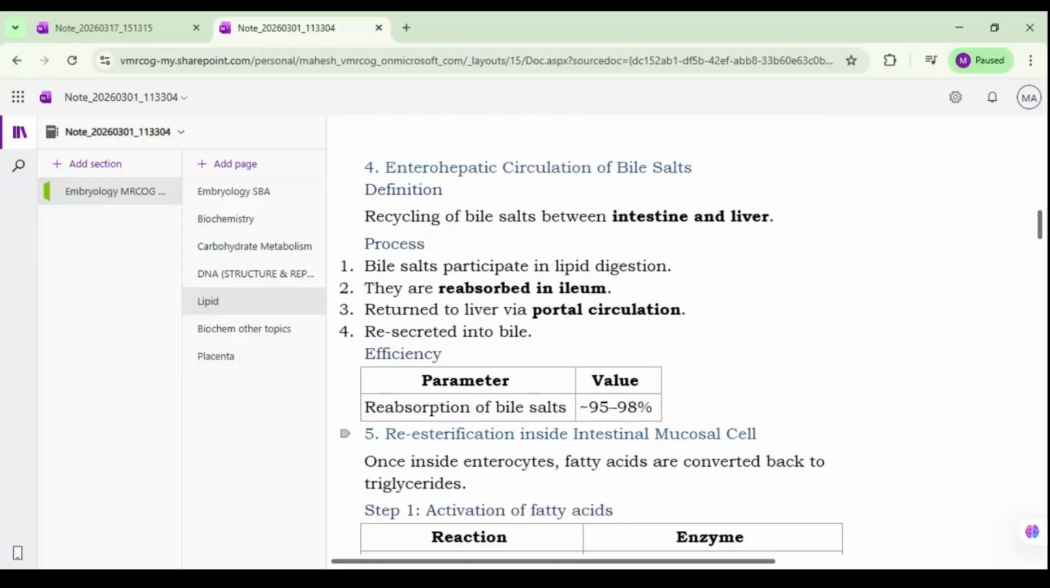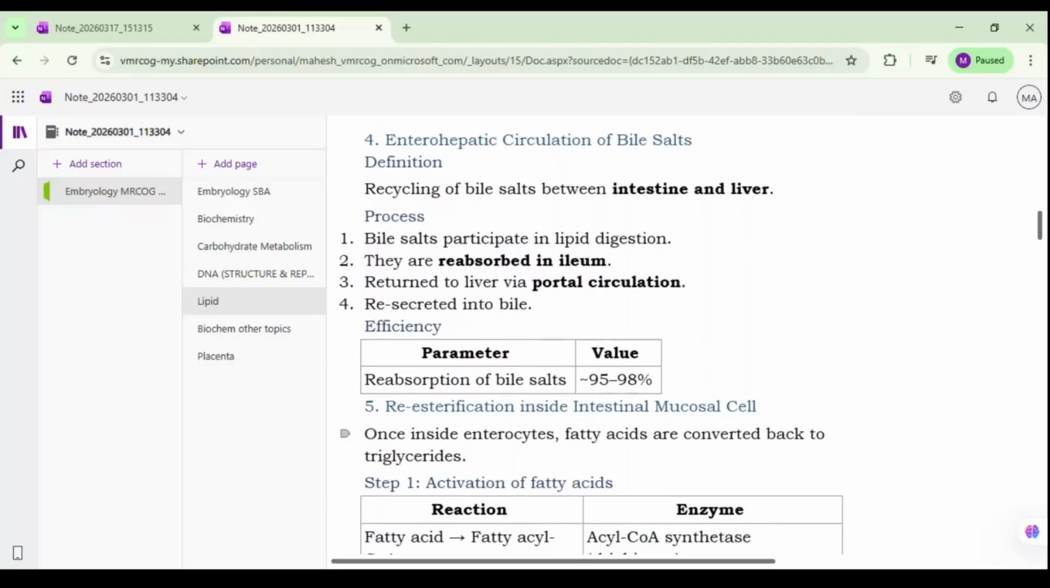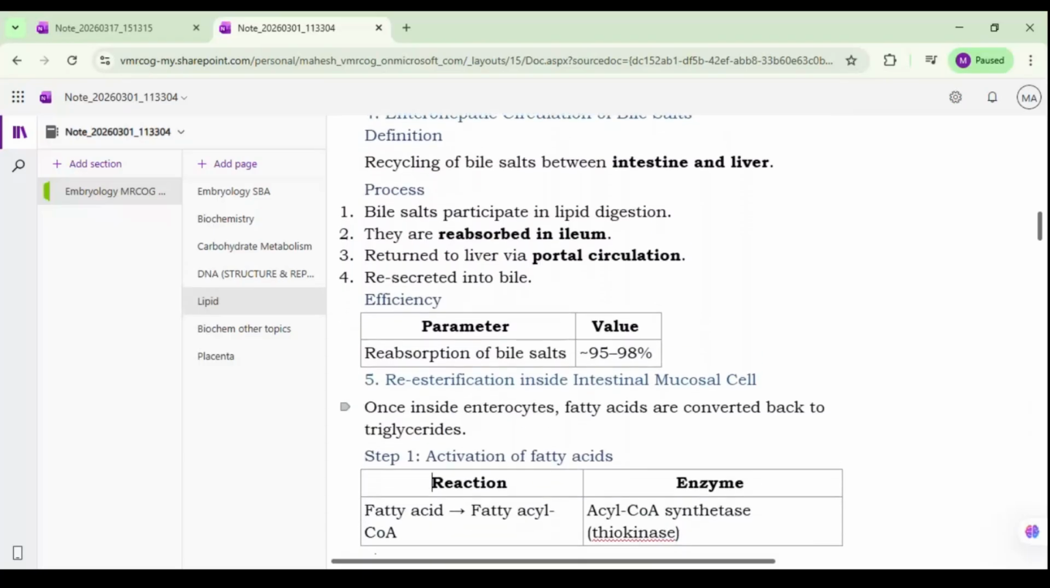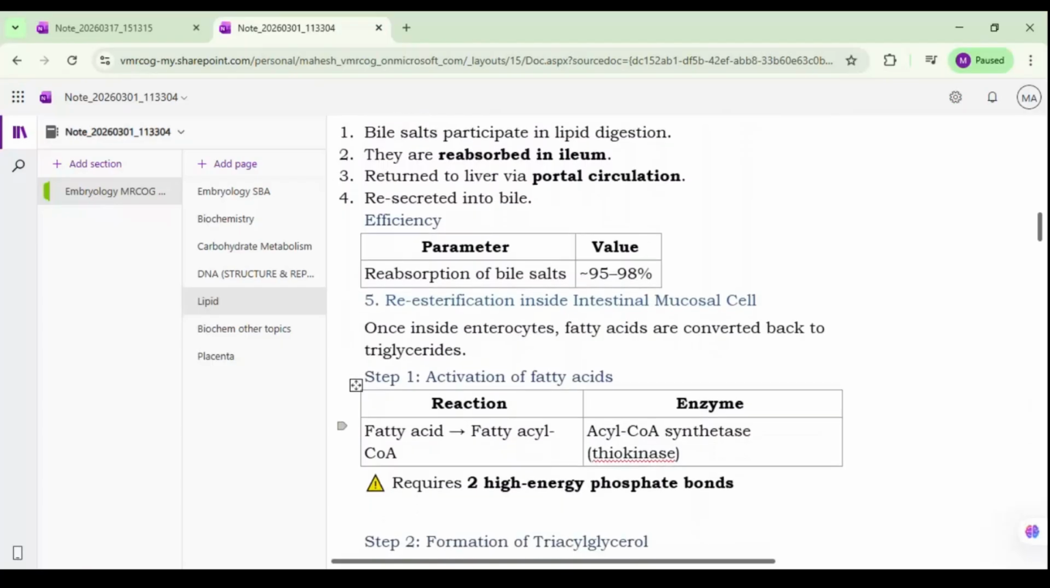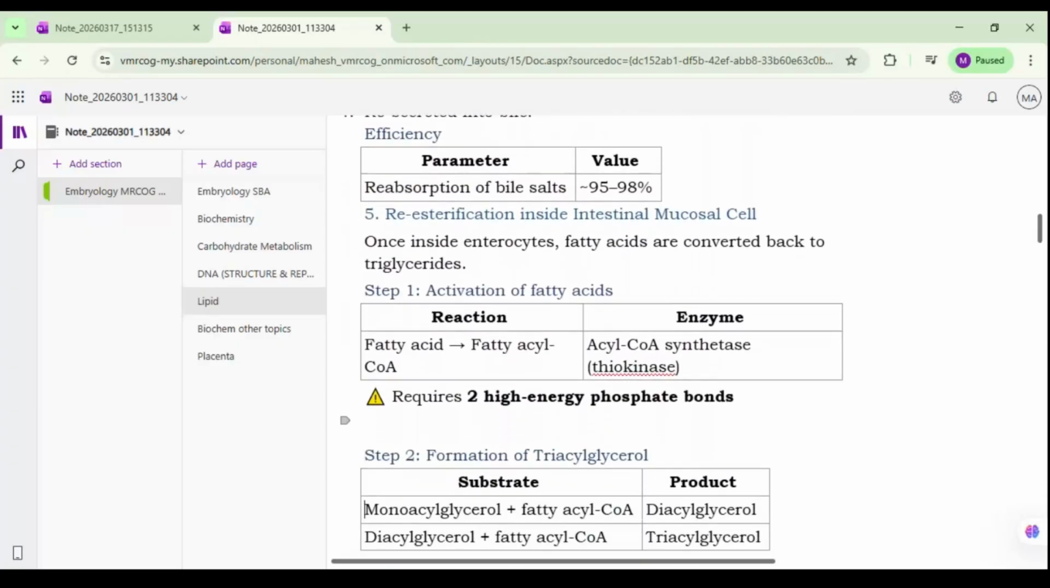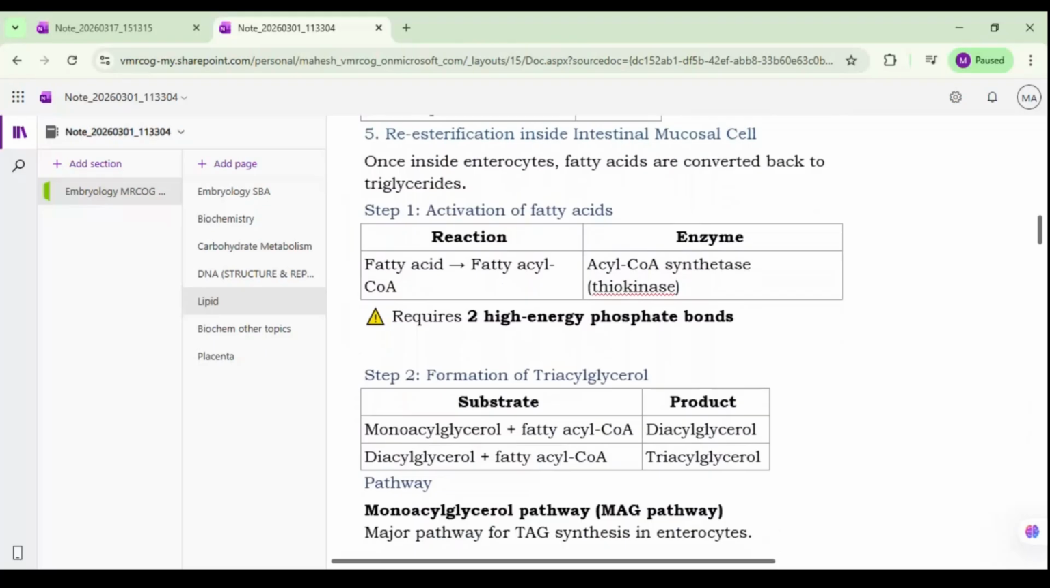So re-esterification inside the intestinal mucosal cell. Okay. So once inside the enterocytes, free fatty acids are converted back into the TAG. This also we have seen. So there is an activation of the fatty acids. Fatty acid will get activated to fatty acyl CoA. Enzyme is acyl CoA synthase. Okay. And this requires 2 high-energy phosphate bonds. Okay. Then finally, the triacylglycerol is formed.